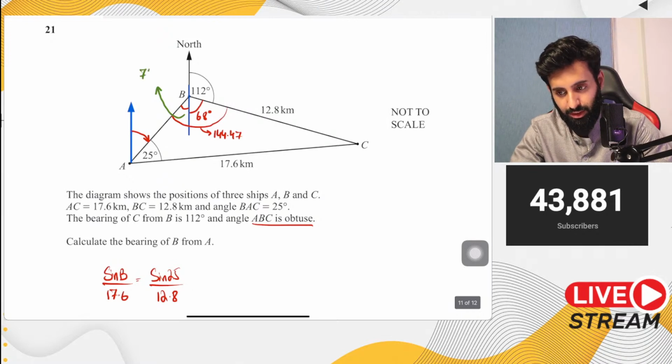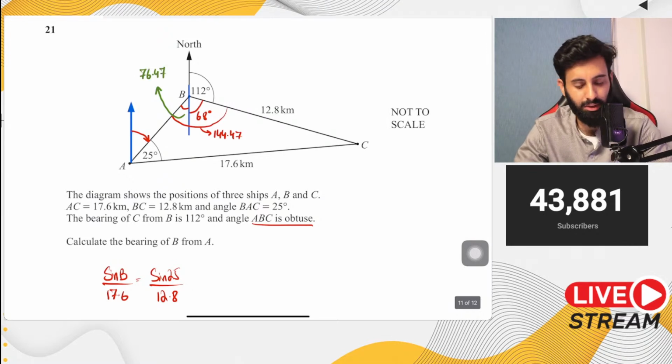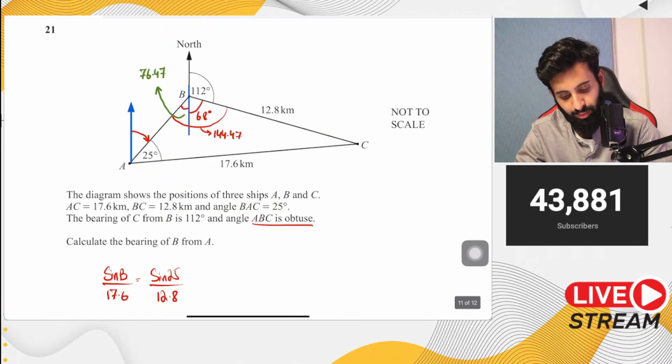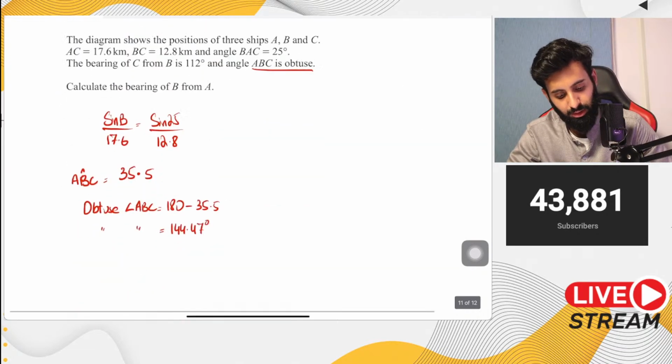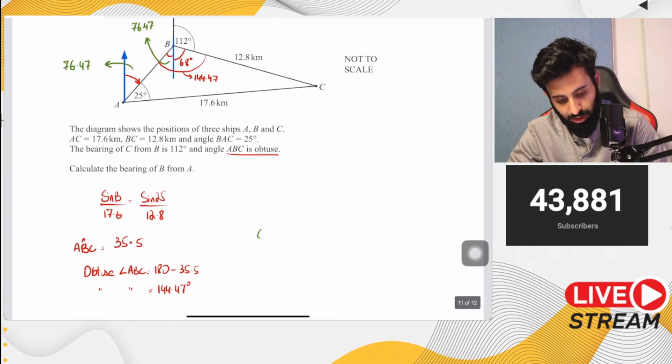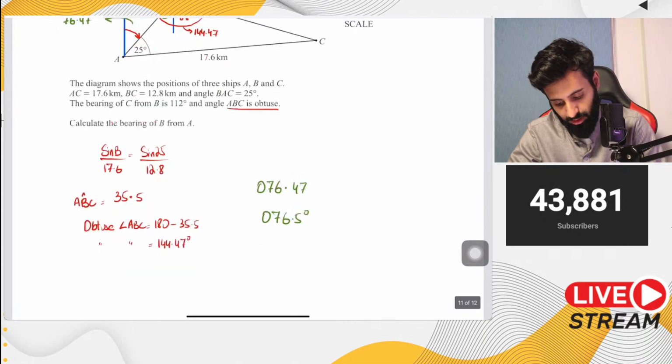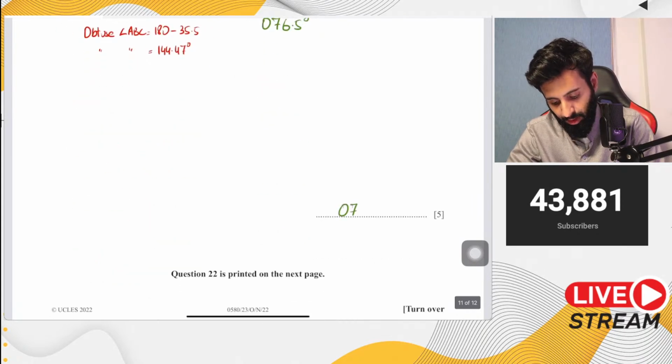So we have 76.47, or in other words 76.5. Now due to alternating angles, this angle will also be 76.47. So there you go, the bearing of B from A is equal to 076.47, which is equal to 076.5 degrees. And there you go, that's your answer.